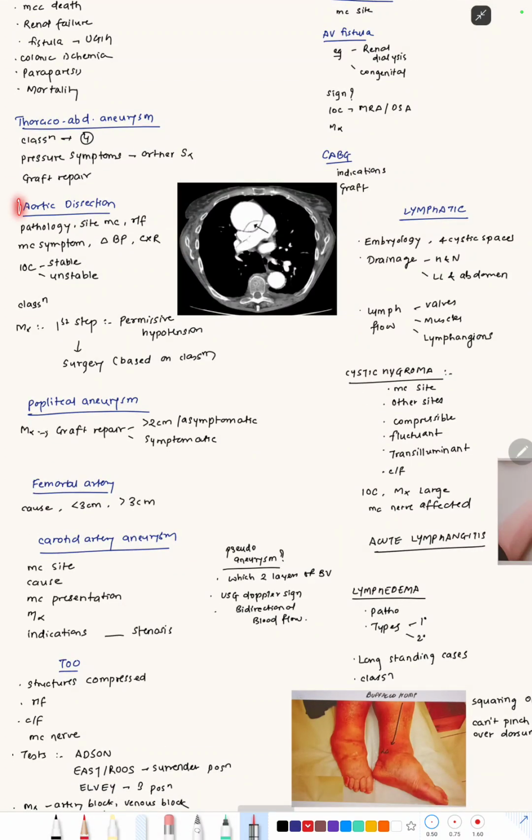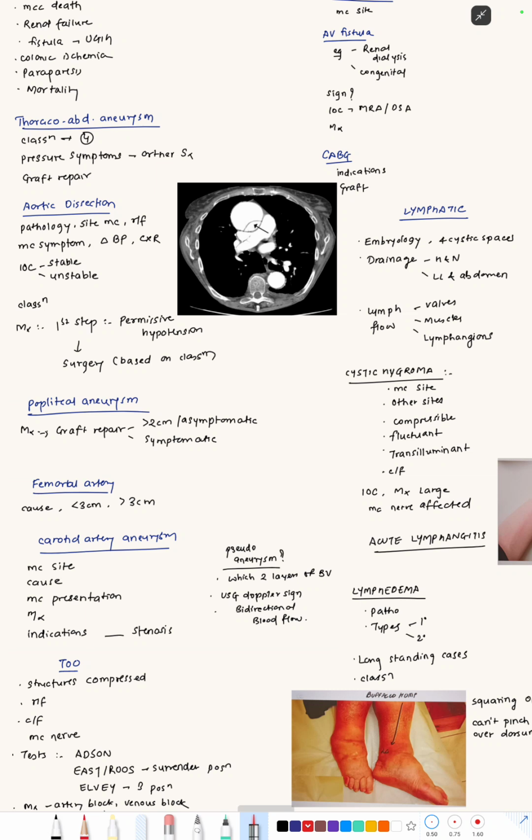Now talking about the aortic dissection. The pathology for aortic dissection is the aortic aneurysm getting ruptured, which is triggered by hypertension. So there is a parallel flow of blood in the opposite direction. So there is a bidirectional flow of blood that is seen. The most common site is going to be the lateral wall of the ascending thoracic aorta. Then the risk factors: hypertension and aortic aneurysm. This is caused because of a tear in the tunica intima.